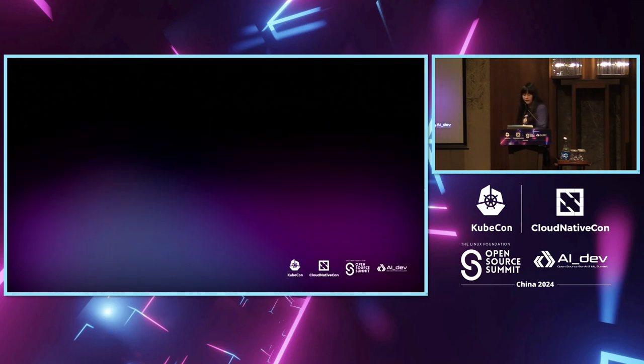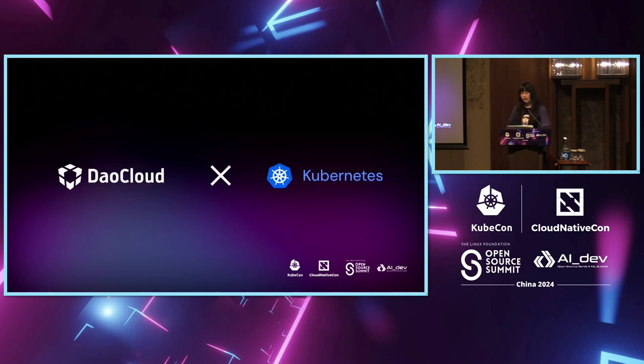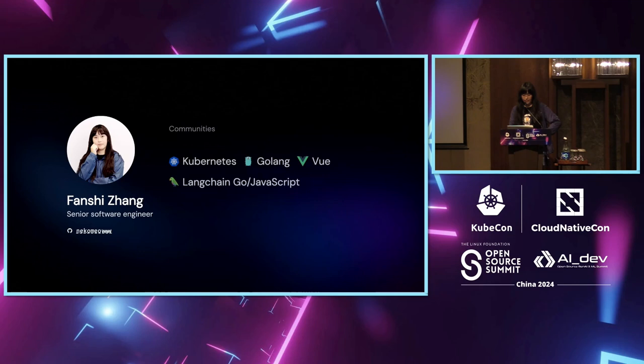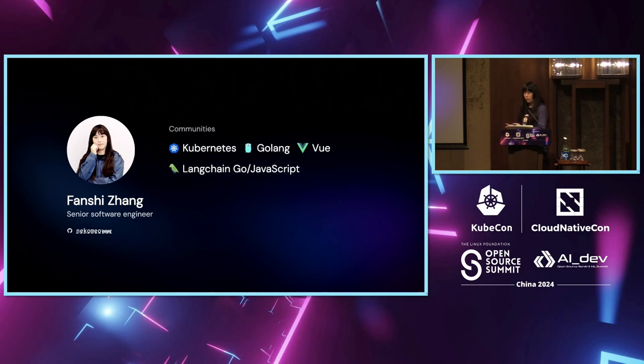And before we get started, let's introduce where I come from. I'm from DaoCloud. We are primarily focusing on Kubernetes and trying to cohere it with AI, AR workloads, GPU massive training, et cetera. And as background, I'm Fanshi Zhang, a software engineer from DaoCloud, focusing on AI and Kubernetes. But my stories don't stop at the Kubernetes ecosystem. I'm also a contributor to Golang, Vue.js, Langchain for Go and JavaScript, and many other communities as well.